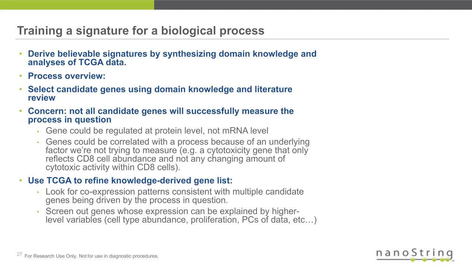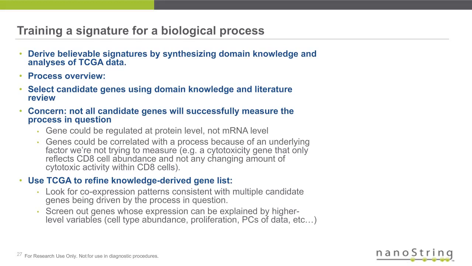So the basic outline of our process is as follows. We begin with known biology. If we want to measure, say, cytotoxic activity, we use biological knowledge, lit searches to come up with a gene list that is likely to be mechanistically involved in cytotoxic activity. So, just from the get-go, it's very plausible that expression of any of these genes ought to measure cytotoxic activity. But, of course, we're not going to be right all the time. Many genes are regulated at the protein level or are influenced by a number of factors, not just the activity we want to measure.